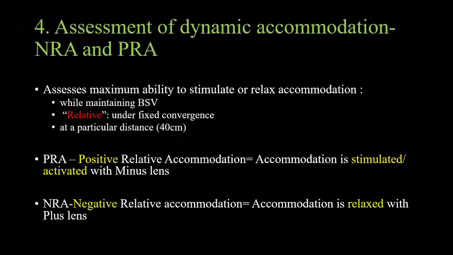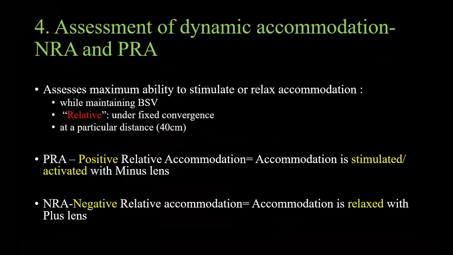Next is the assessment of dynamic accommodation, that is the NRA and the PRA values. What we are assessing is the maximum ability to stimulate or relax the accommodation, which is done under a fixed convergence. That's why it's called relative, at a particular distance of 40 centimeters.